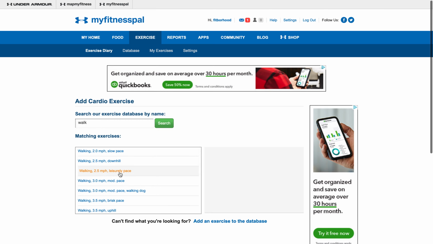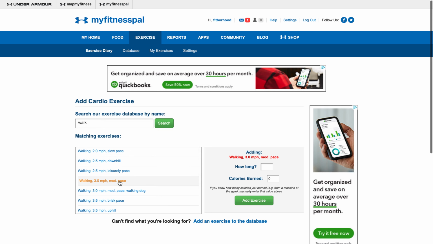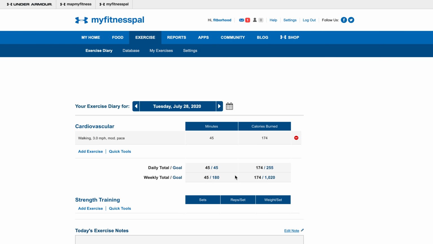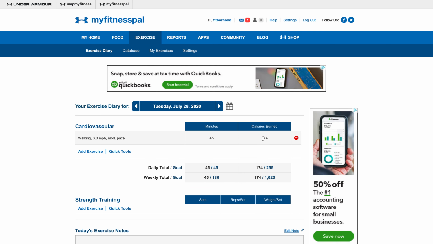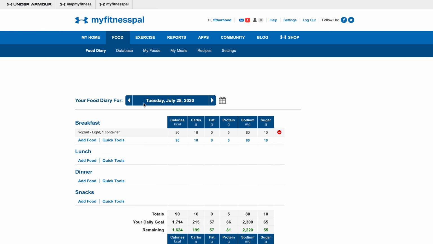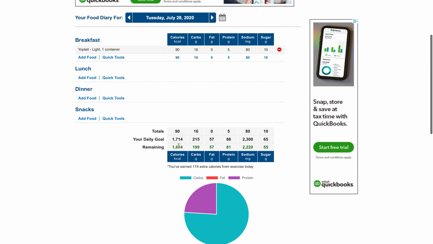So normally when my fiance and I go walking, we're kind of at a moderate pace. We'll go for 45 minutes. And so 174 calories burned. And this isn't going to be perfect. But for the sake of this example, we'll say we burned 174 calories. So now when we go back to food, you'll notice that all of a sudden we can eat more calories.